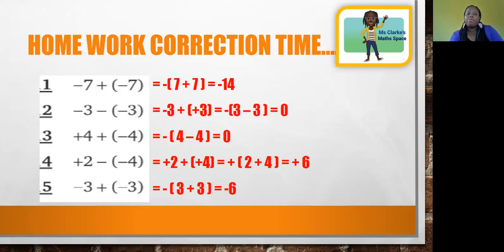Question 2, negative 3 take away negative 3. So you're going to change the negative sign here, where my cursor is, into a plus sign and find the additive inverse of negative 3, which would be adding 3. So you're going to have negative 3 plus positive 3. When you add with two different signs, you find the difference between the two numbers. The difference between 3 and 3 is 0. And you take the sign of the bigger number. There's nothing really, and truly, it's not a bigger number.